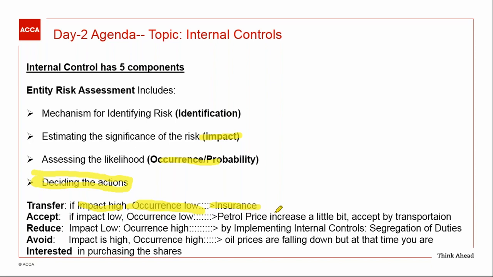So what's the example of this? When the petrol price increases a little bit, the transportation department or the transportation industry accepts the risk. Suppose there is a very small increase in petrol price, so the impact is very low, the recurrence is very low, so the transportation industry accepts the risk and purchases the petrol on a daily basis. So they accept the risk. Number third is reduce.